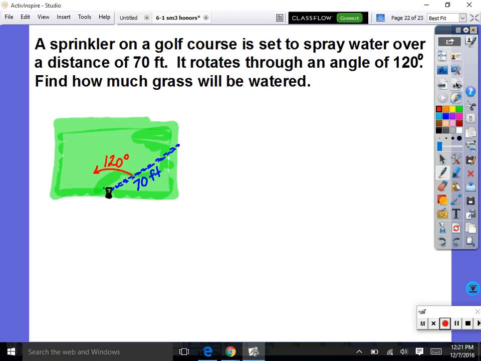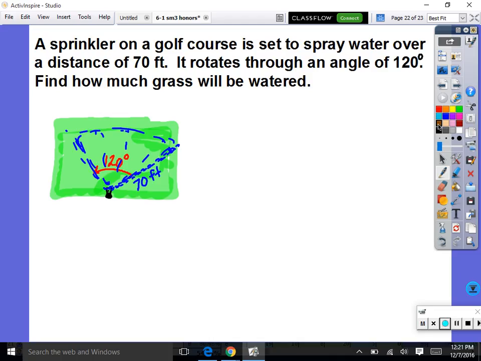Okay, so it says it rotates to an angle of 120 degrees. So you could literally go out, let's say you get hired by a company and they want to know all these things. You could literally go out, you'll get your little protractor type thing, oh, that's making 120 degrees, so you could calculate all this. Okay, so it says it rotates to an angle of 120 degrees. Find how much grass will be watered. So think about it, guys. The water goes down, right? So isn't that just a sector, a section of a circle?